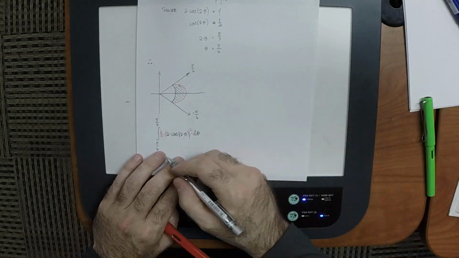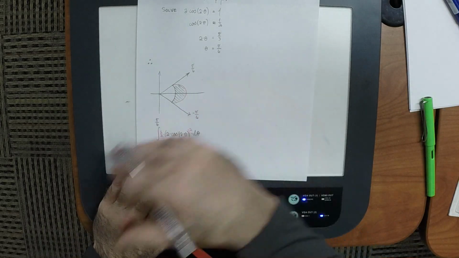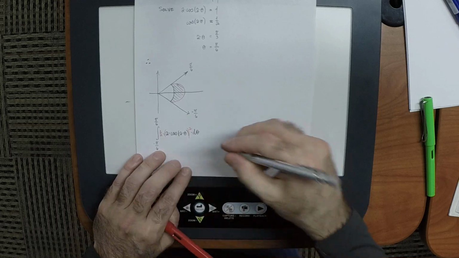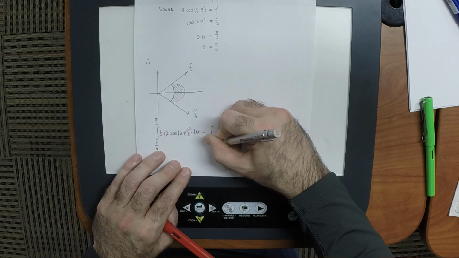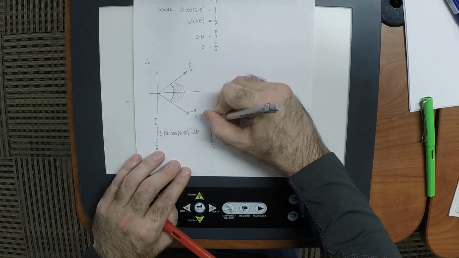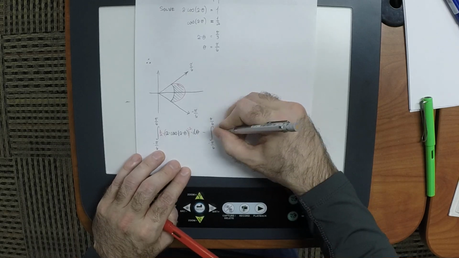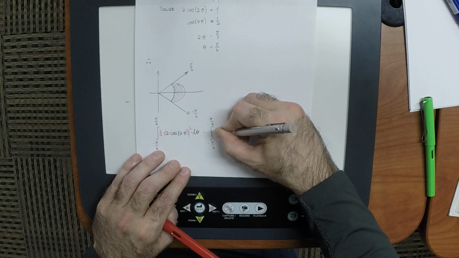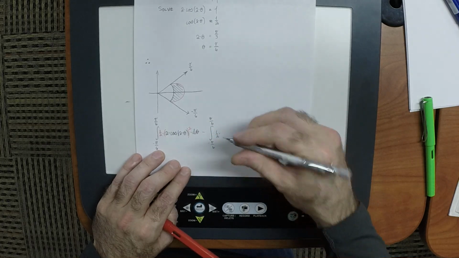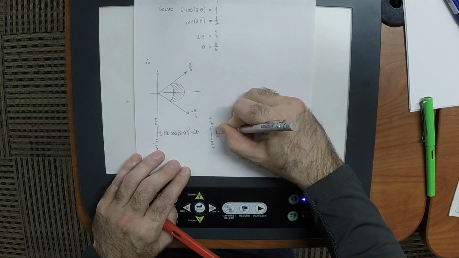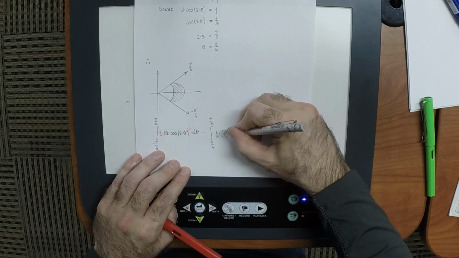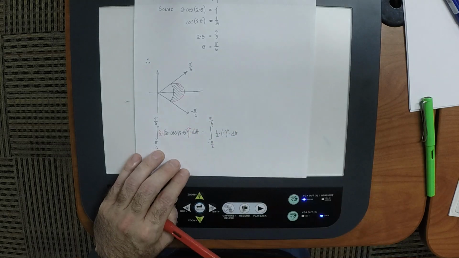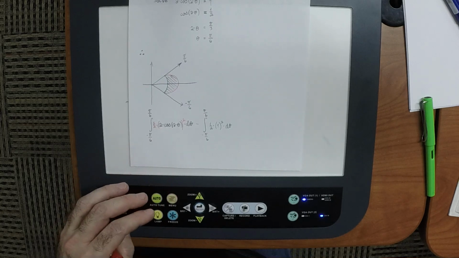Okay, that'll give the area of the big piece, and now we need to subtract away the little piece. So we'd have to subtract the integral from negative pi over 6 to pi over 6, and then half, and what's r? 1. Oh, mercy, right? And then d theta. Okay, so that's a formula.